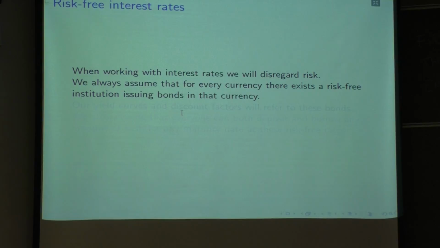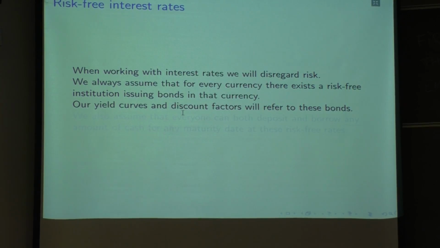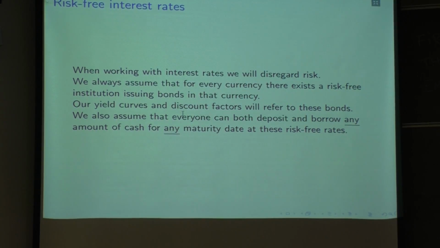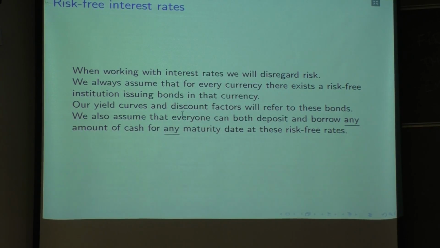And we're also going to assume that everyone can borrow and lend money at these rates, and that they can do that in unlimited quantities. Okay? That's not true. If I try to borrow money from a bank, or if the UK government tries to borrow money from a bank, we're going to be paying very different interest rates. But for the purposes of our course, we're going to ignore risk. We're going to assume that all counterparties are risk-free.